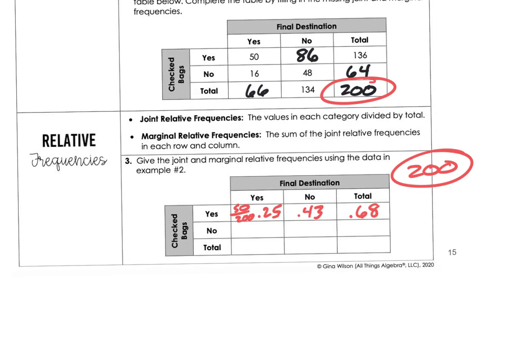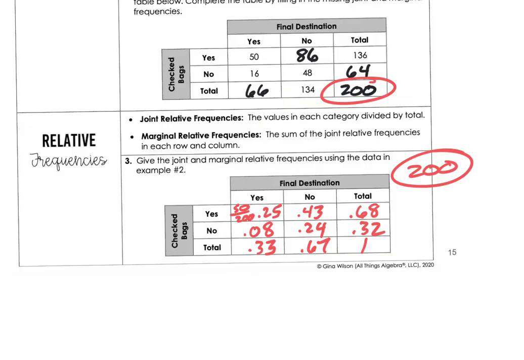Probably the easiest way is if I already have numbers in all of these slots, then I can just divide all the way through. And so we're going to continue: 16 divided by 200, 48 divided by 200, 64 divided by 200.